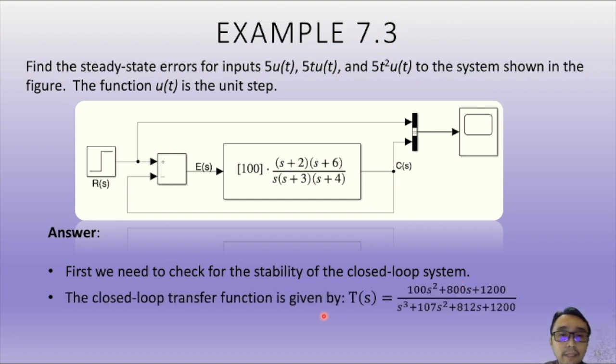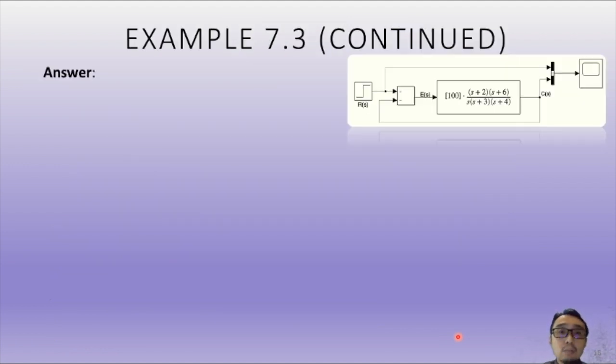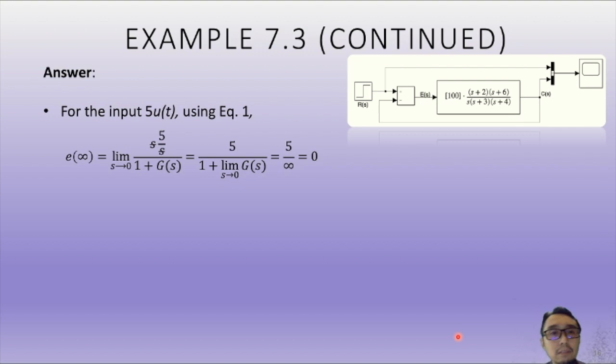So if you do that, then the closed loop system is given here. You can check that, and the stability can be checked using Routh-Hurwitz, and essentially you will get these poles. Essentially they are stable because all of these are in the left half of the complex plane. So once you have identified that the system is stable, you just use equation 1, the expression for the steady state error, and substitute the expression for the input.